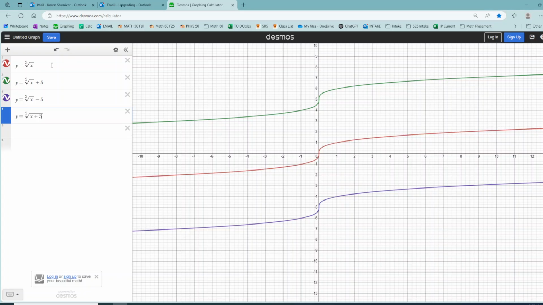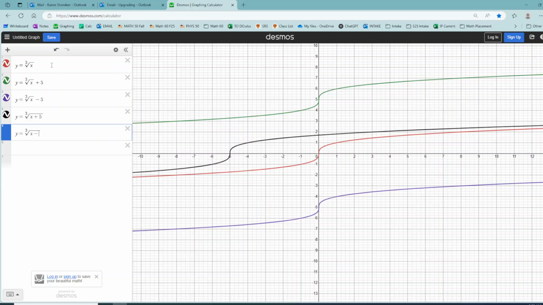What if I go +5 in here? Oh, it's the same as my square root graph. Now instead of starting at 0, 0, I'm starting at -5, 0, but I've got that same shape. And then lastly, if I was to put in -5, it's going to go to the right 5.